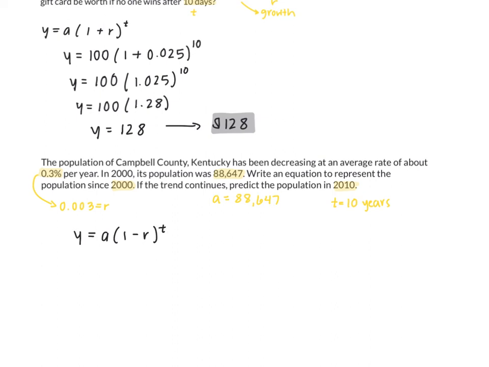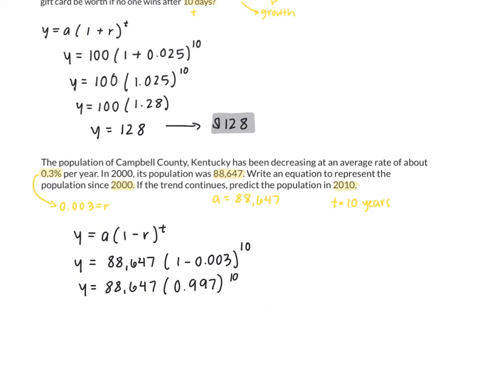So let's go ahead and plug everything in. We have Y is equal to our initial amount, 88,647, times 1 minus 0.003, which was our rate of change, raised to the 10th power. So again, we're going to follow the order of operations here and deal with the parentheses first. When we subtract 0.003 from 1, we get 0.997.